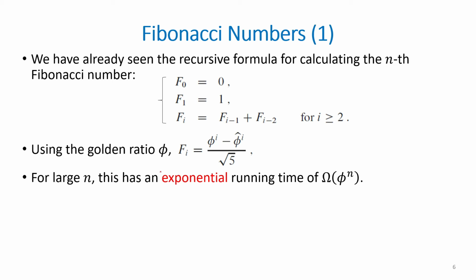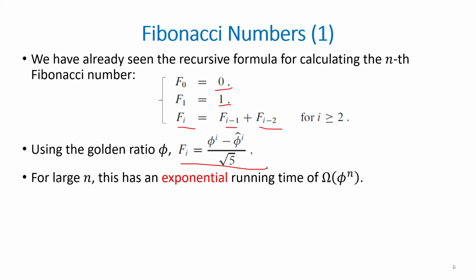Now let's go back to the Fibonacci numbers that we studied earlier. We know that given f(0) = 0 and f(1) = 1, for any i value greater than or equal to 2, we can calculate f(i) recursively as the sum of f(i-1) and f(i-2). Also, using the magical golden ratio phi, we can get f(i) using this equation.